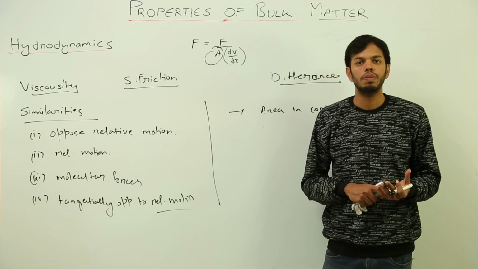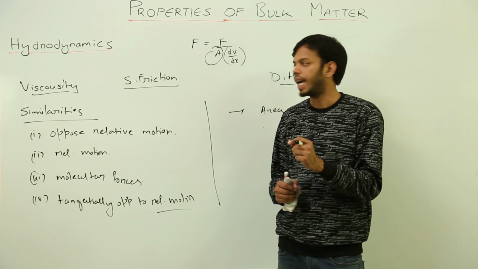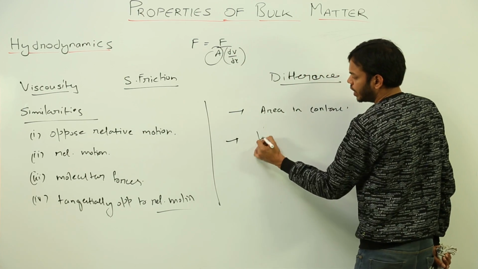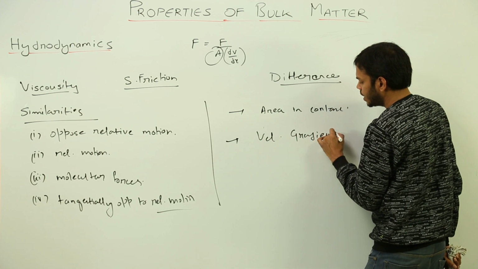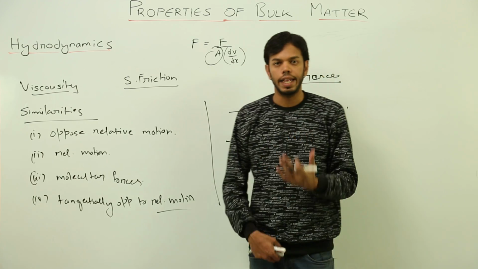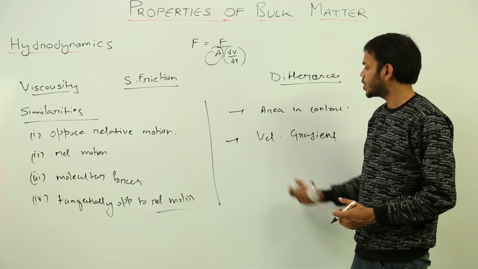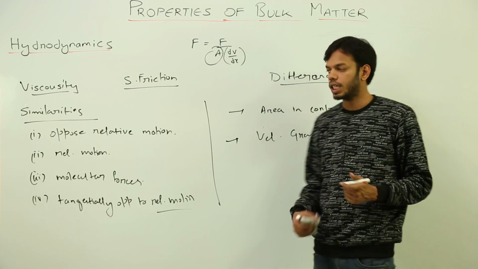What does the frictional force depend upon? Frictional force depends on the actual points of contact, right? Then viscosity depends on velocity gradient, that is how much velocity is changing per what length or after covering how much distance. So viscous force depends on velocity gradient, whereas frictional force is independent of velocity gradient.